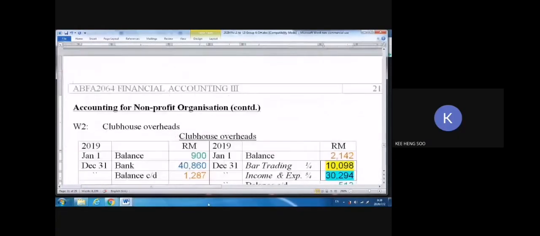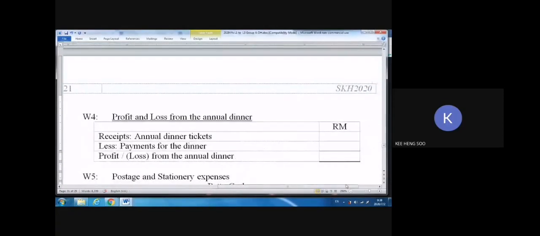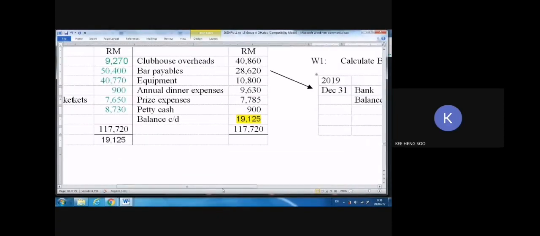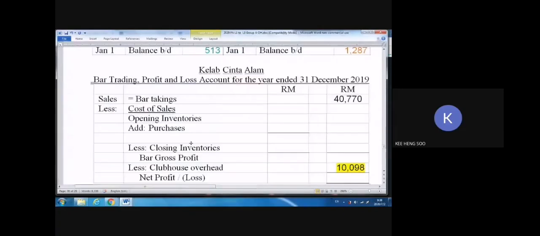Don't forget, you already got your bar purchases, am I right? This bar purchases, 29,322, will be here. Purchases will be here. Clear? Now the next.